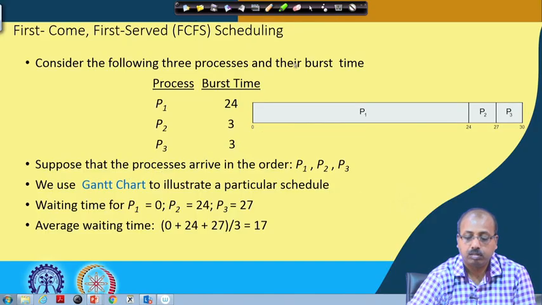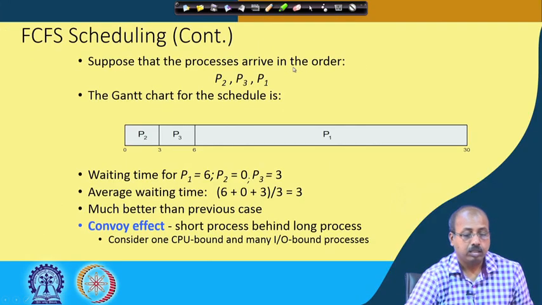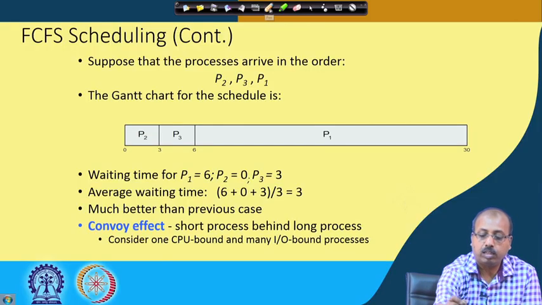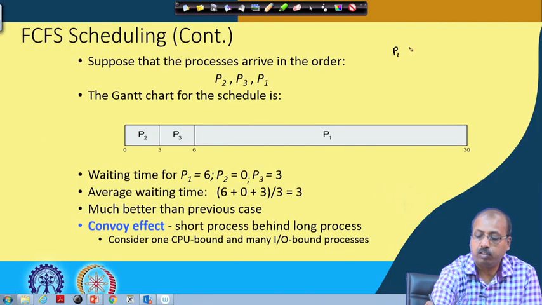Now, going forward, suppose these processes P1, P2, P3 arrived in a different order. Previously the order was P1 came first, followed by P2, followed by P3. Now, we are taking the order that P2 came first, followed by P3 and then followed by P1.